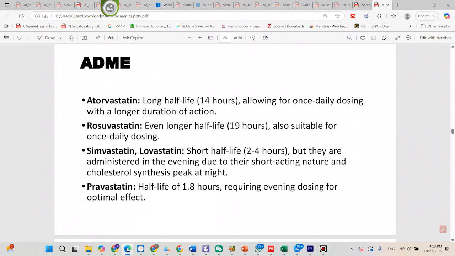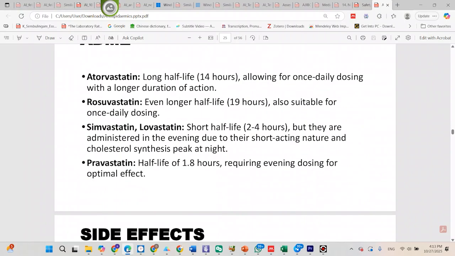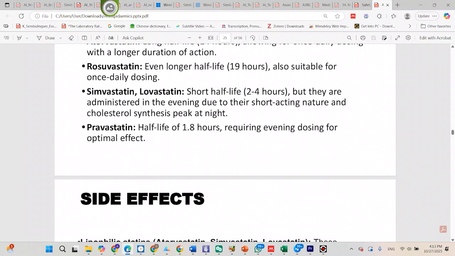So the half-life of atorvastatin is 14 hours. It can allow for once daily dosing with a longer duration of action. Rosuvastatin has a longer half-life of 19 hours. It's also suitable for once daily dosing. Simvastatin and lovastatin, 2 to 4 hours, pravastatin 1.8. But they are administered in the evening to sync with the chronobiology.